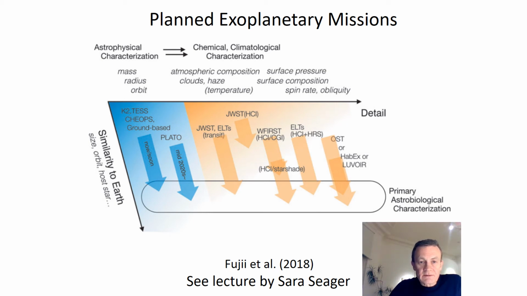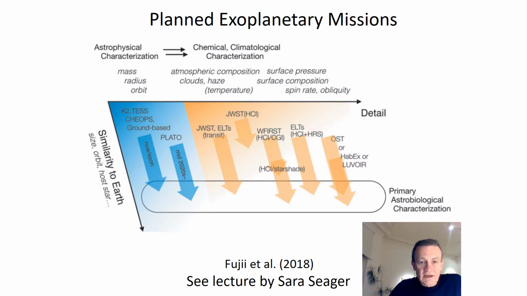So very briefly, some of the planned exoplanetary missions. You see here the timeline. At the top, you see we are moving from astrophysical characterization, so characterizing the star and getting the basic properties of the planet like mass, radius, and orbit. And then moving forward with time, moving into more detailed characterization of the chemistry of the atmosphere, the climate, clouds, hazes, surface pressure, temperature, etc.